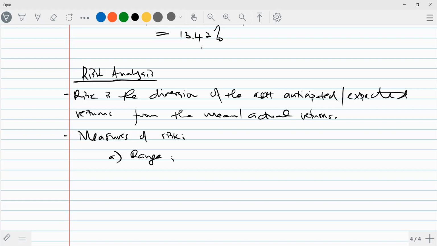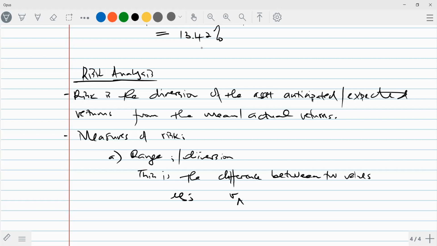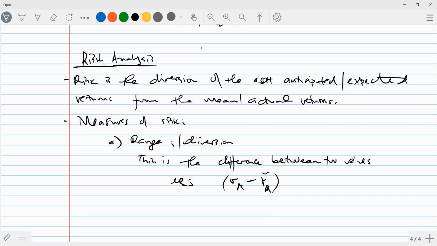The range essentially is the difference between two figures. I call this range or deviation, the difference between two values. For example, in case we have the return for A, this is what was received minus what was anticipated for A. This is simply a range, a deviation. The return of A, what was actually received, minus the return of A, what was anticipated. This is what we can refer to as the deviation, the simplest way of trying to assess the risk. Then we can have B.